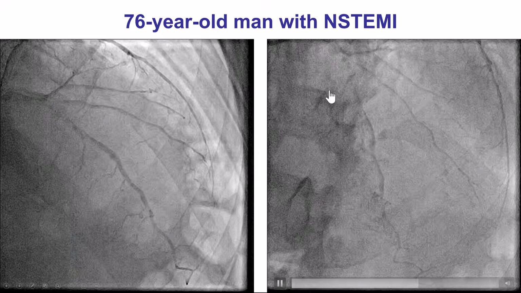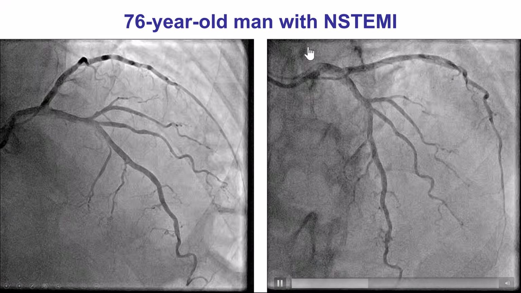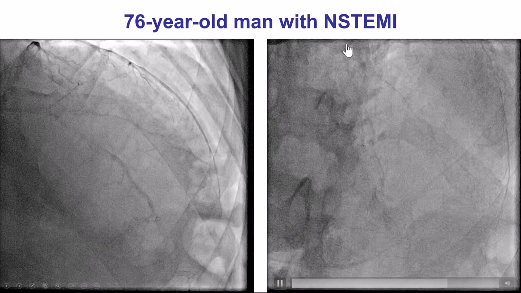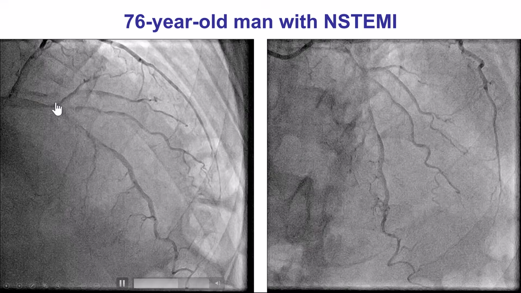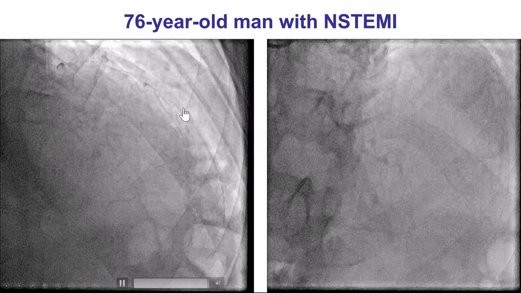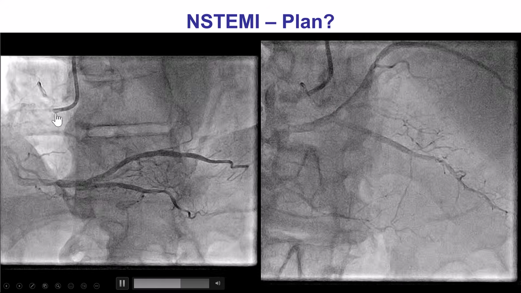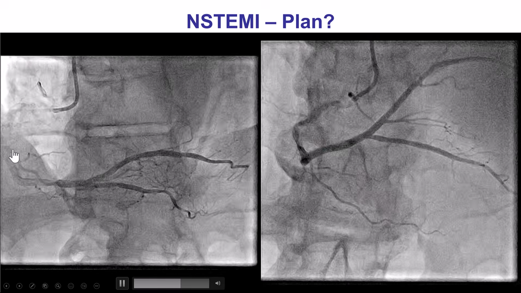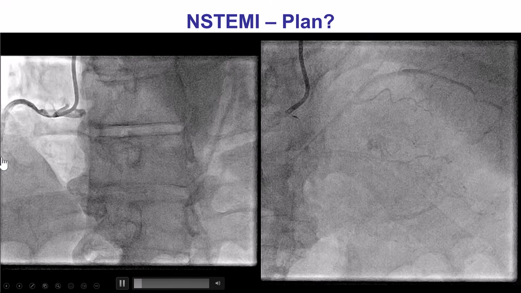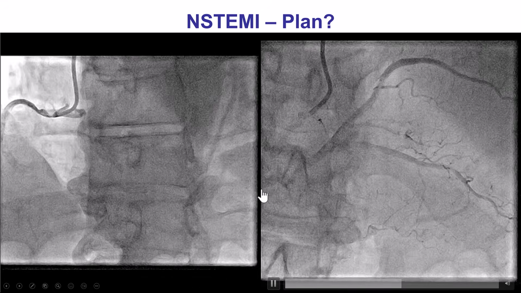Back to our case, the patient was a 76-year-old gentleman, non-ST elevation myocardial infarction, no previous coronary disease. Angiography of the left system shows no significant lesions in the LAD and the circumflex. However, the right coronary artery has a significant lesion in the ostium as well as in the mid-vessel. The mid lesion is actually hidden behind an acute marginal branch, but it was a very severe lesion.